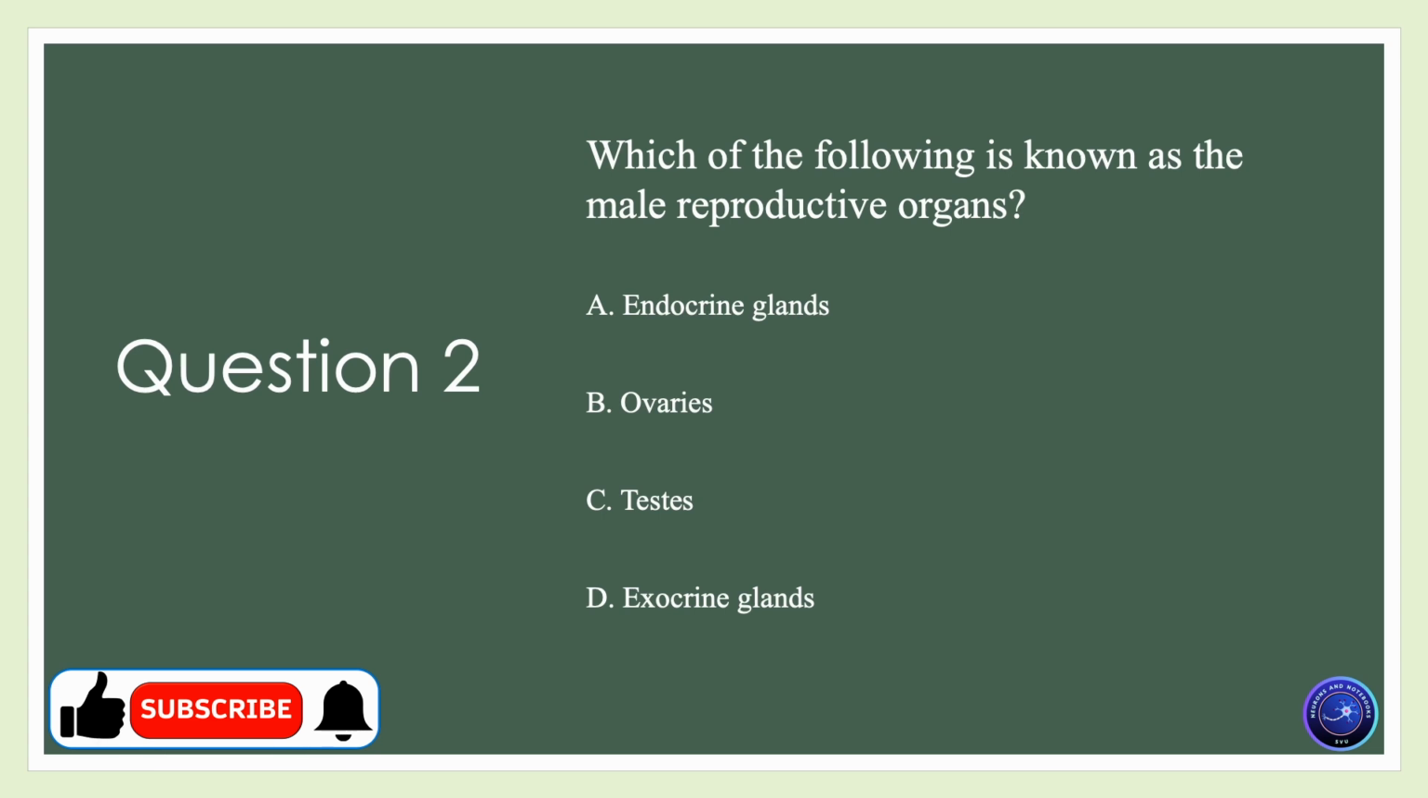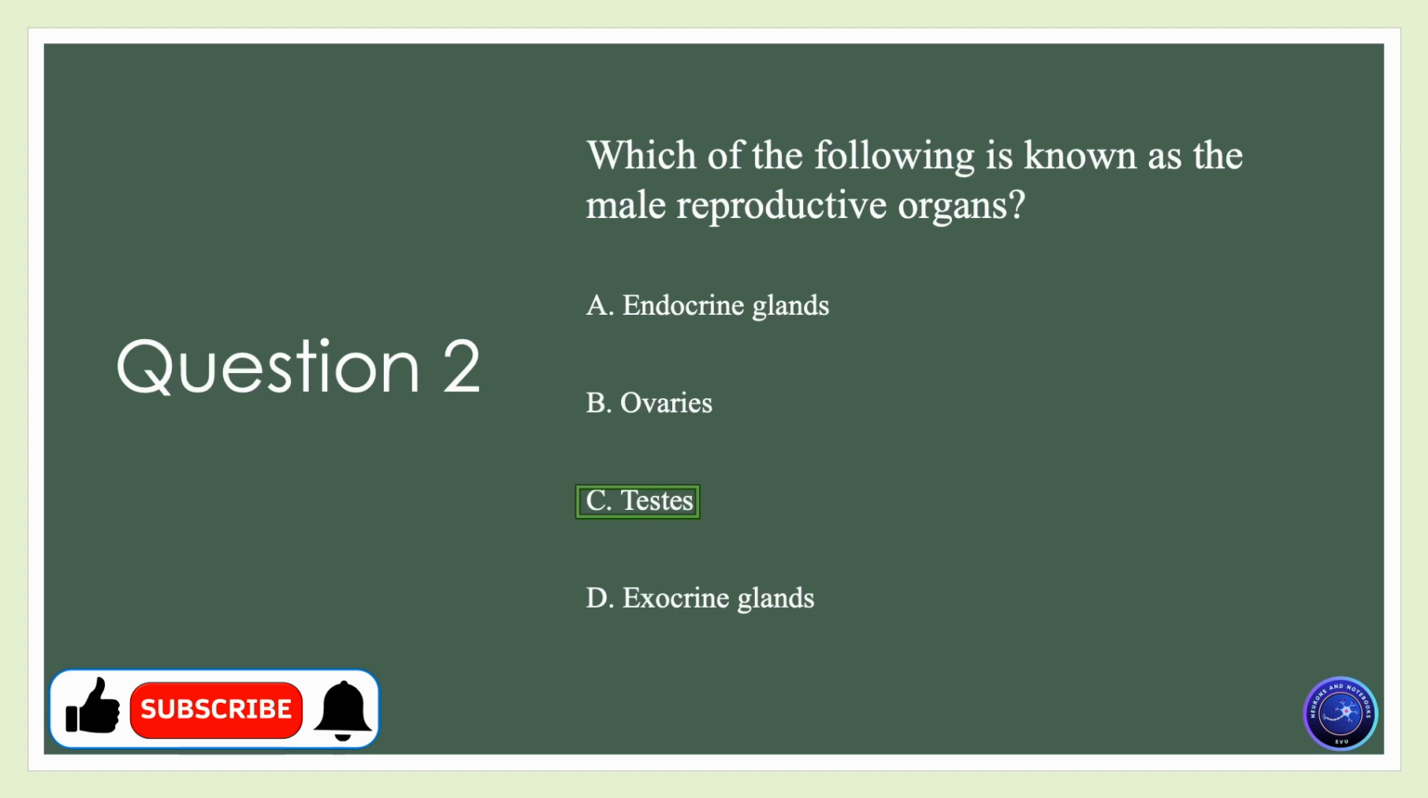Question 2. Which of the following is known as the male reproductive organs? I'll give you 5 seconds to answer. If you said C, testes, you are correct. So A, B, and D say the endocrine glands, ovaries, and exocrine glands. You can automatically cut B, ovaries, because the ovaries are the female reproductive organs. So that wouldn't be correct.